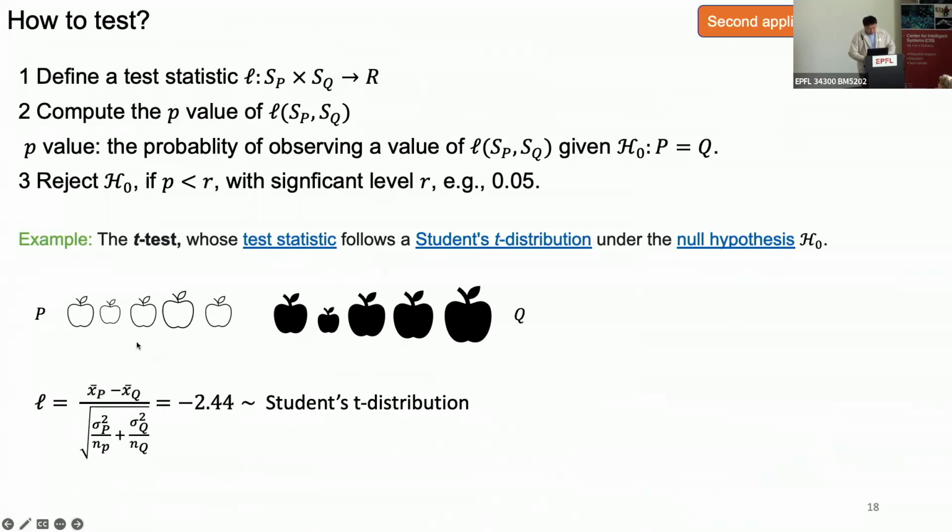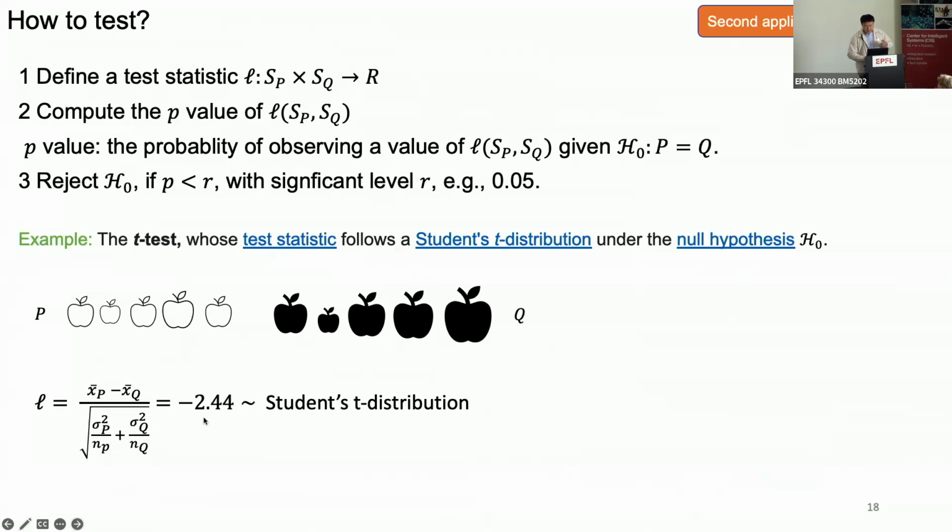X̄P is the average of these 5 apples. X̄Q is the average of these 5 apples. σP is the standard deviation of these 5 apples, and σQ is the standard deviation of these 5 apples. NP equals 5, NQ equals 5.